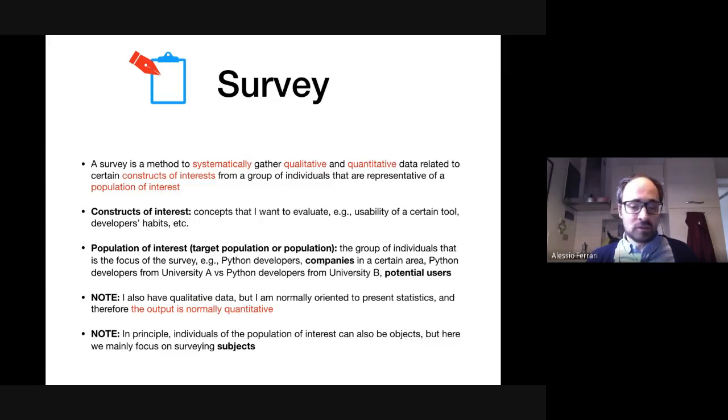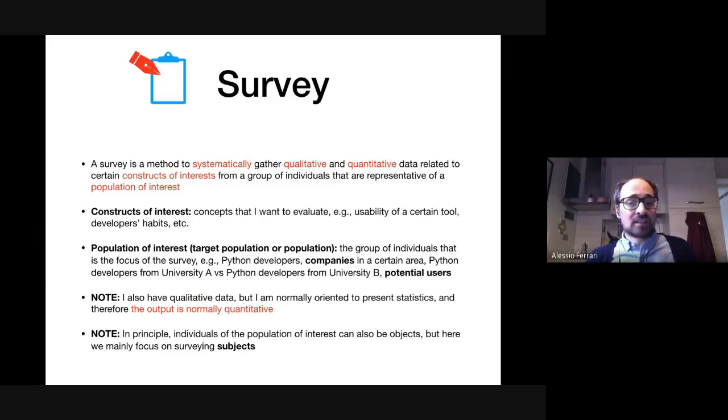Of course, you already know that constructs of interest are the concepts that I want to evaluate, that in this case could be the usability of a certain tool, the developer's habits, etc. So anything that you want to assess, or something that you want some information about. For example, what are the most typical problems in the requirements documents of your company?